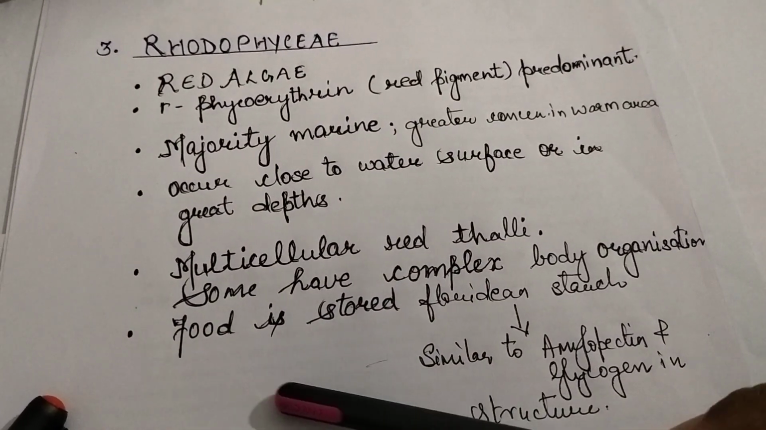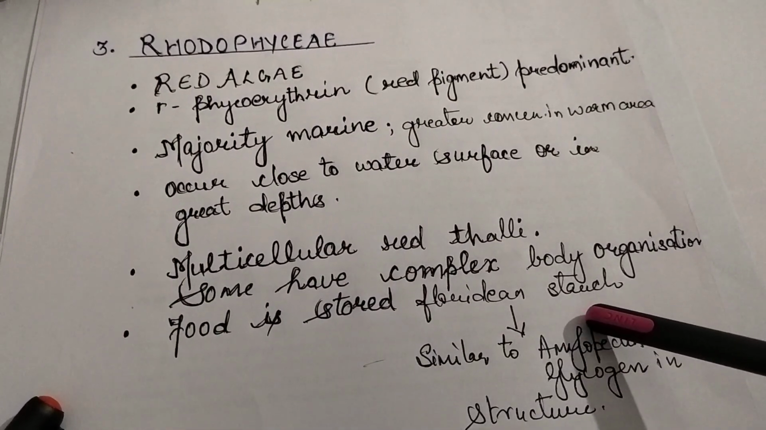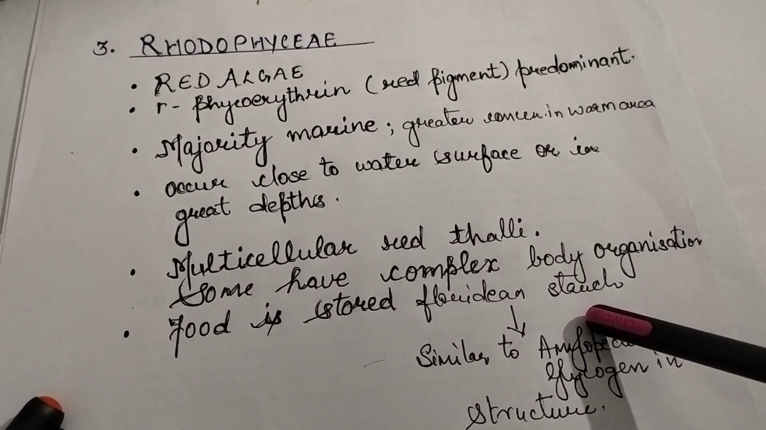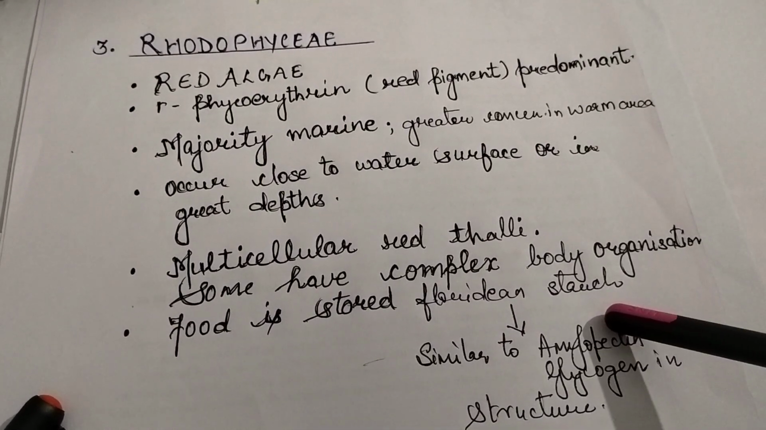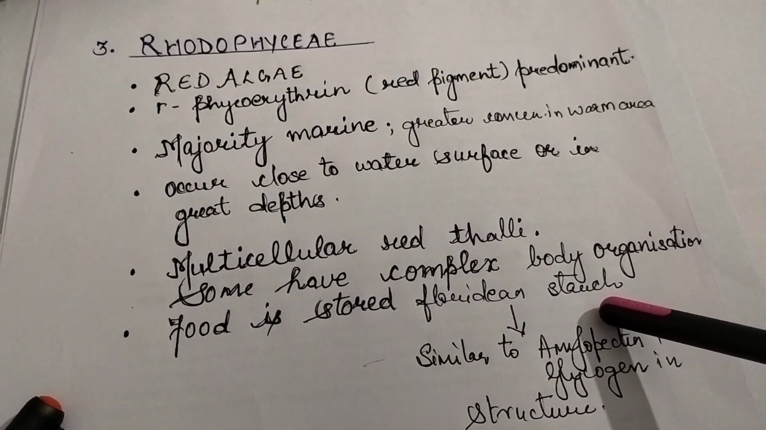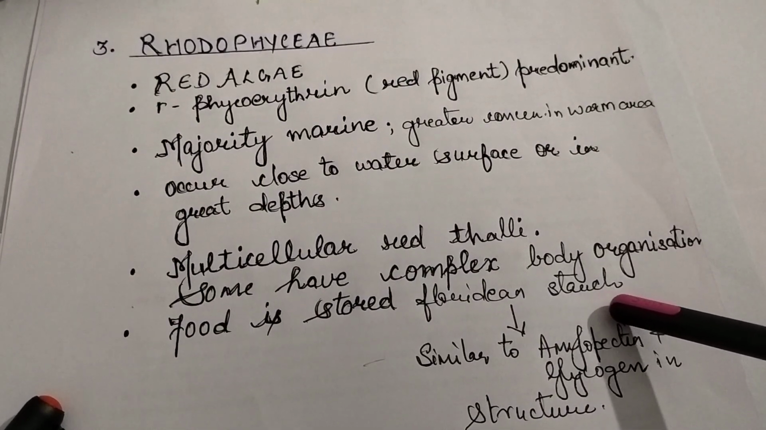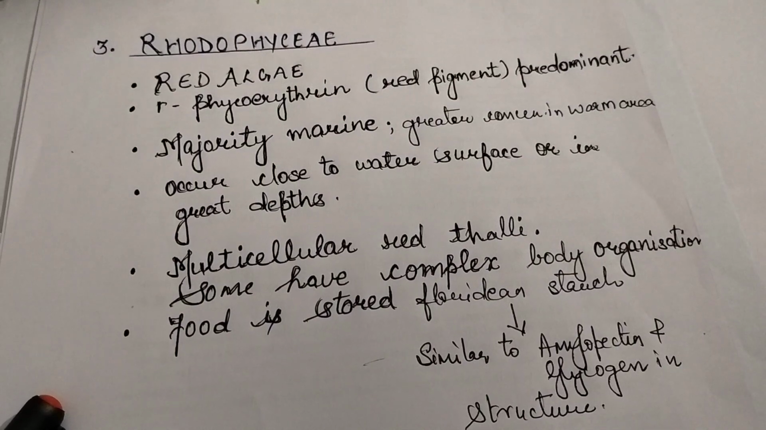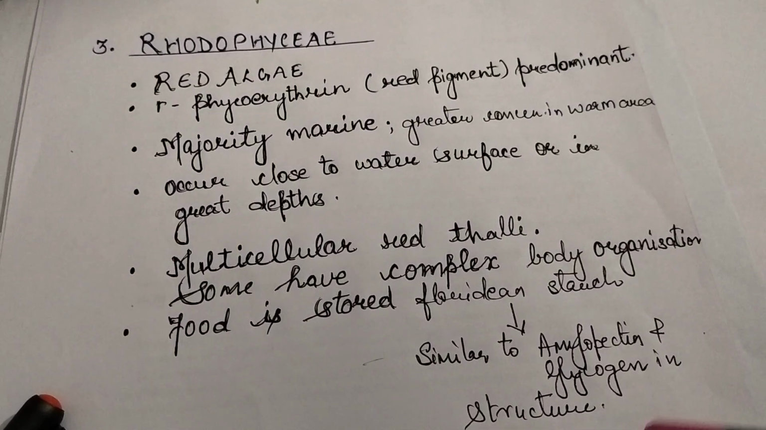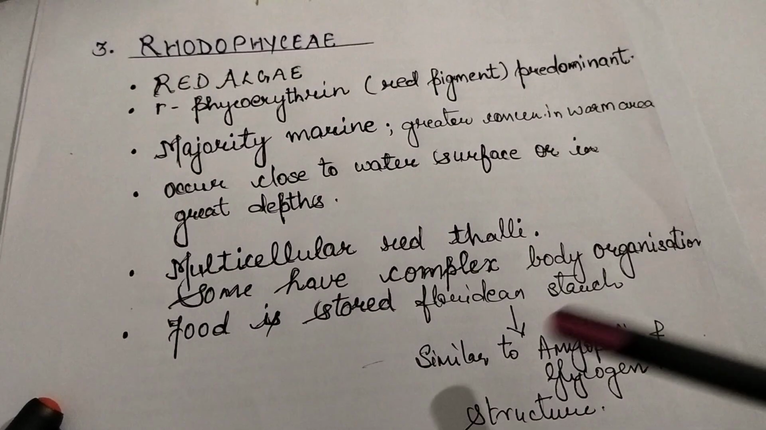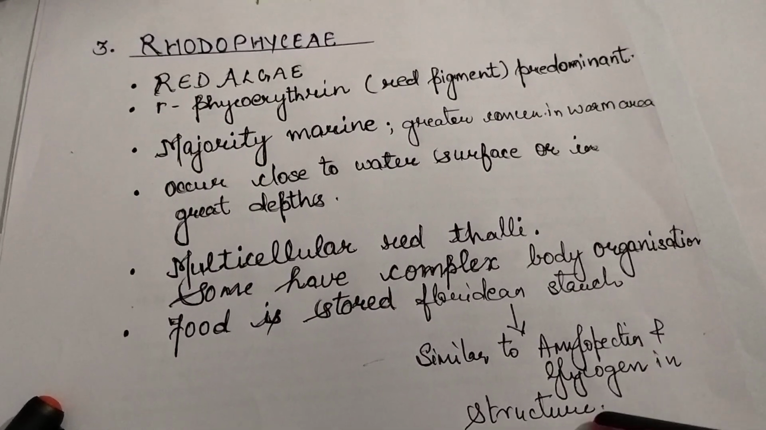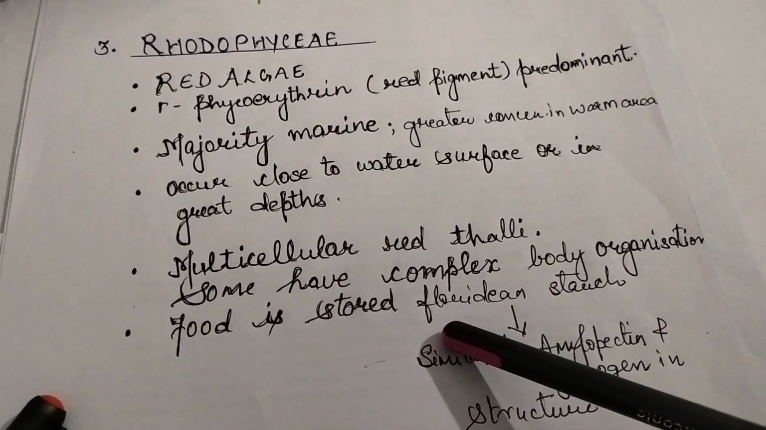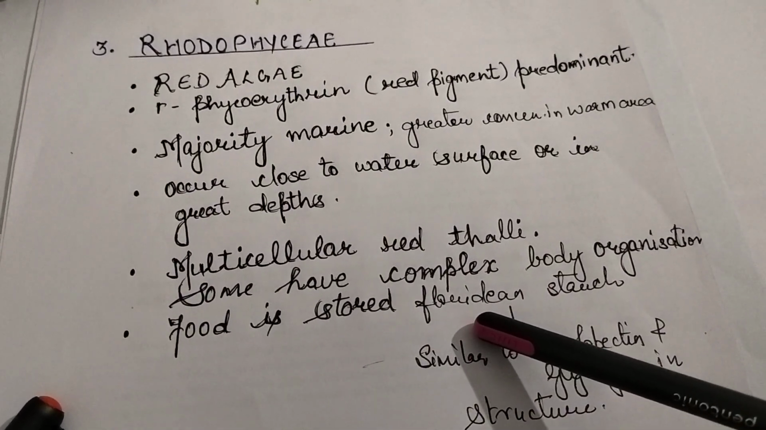In red algae, food is stored as Floridian starch. See, in all classes, there are different types of food storages. Food is stored as Floridian starch, which is very similar to amylopectin and glycogen in structure. This stored food is similar to amylopectin and glycogen in structure, and it is called Floridian starch.